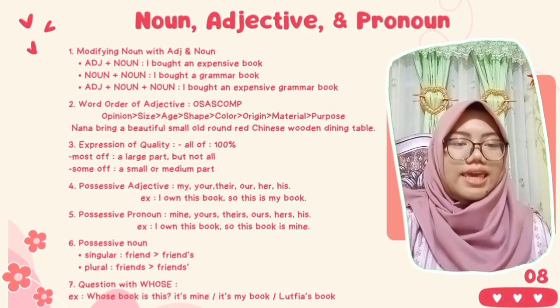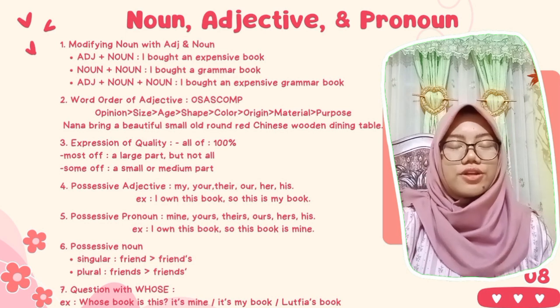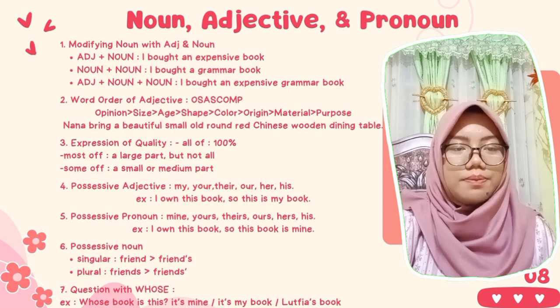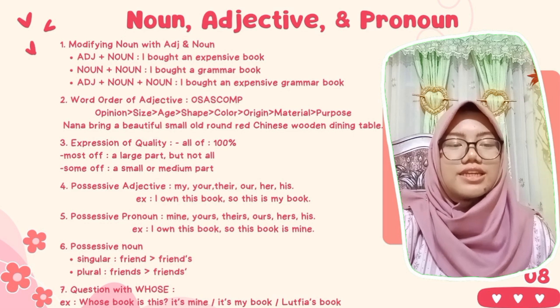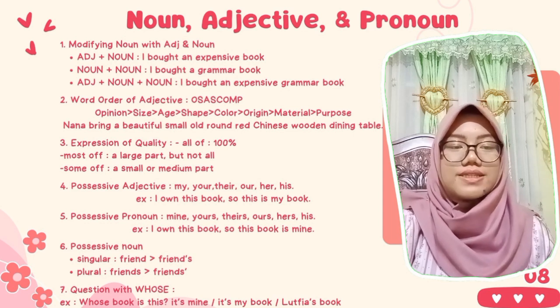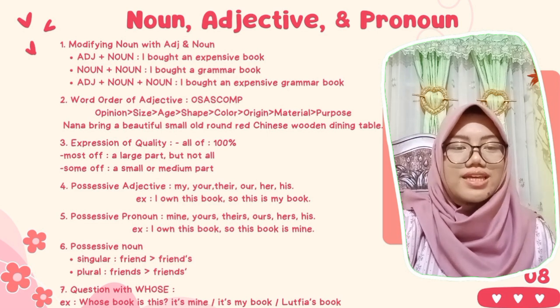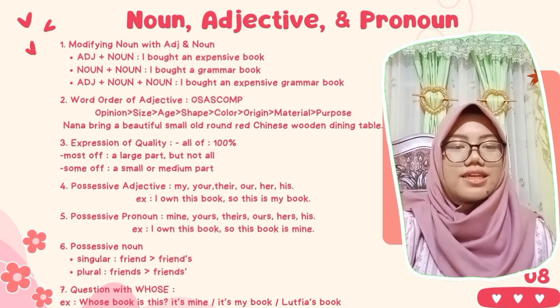Chapter 8, we learn about noun, adjective, and pronoun. The first is about modifying a noun with an adjective and a noun. Like adjective plus noun: I booked an expensive book. Expensive is the adjective, book is the noun. Noun plus noun: I booked a grammar book. Grammar is a noun, book is a noun. Adjective, noun, noun: I booked an expensive grammar book. Expensive, adjective; grammar, noun; book, noun.